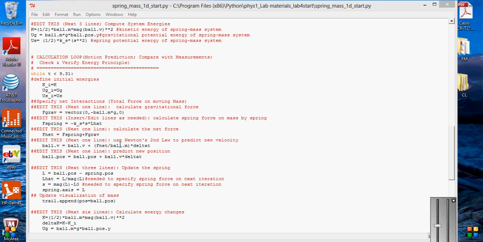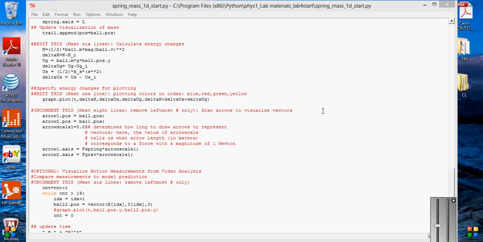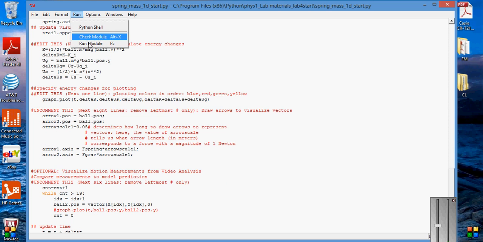So we solve for the velocity at each instant using Newton's second law, and update the ball position. So we continue to do this over the time frame. So we update the length, L hat, and the spring stretch or compression for each position as we update that. We also update the energy change. So at this point, we can go ahead and plot our energy changes and display our model.